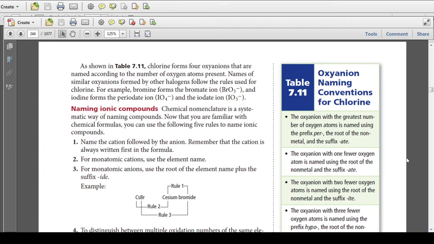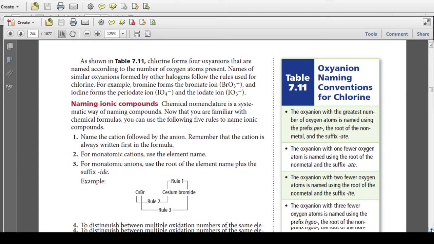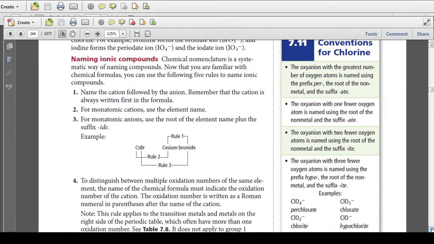Chemical nomenclature is a systematic way of naming compounds. Now that you are familiar with the chemical formulas, you can use the following 5 rules to name ionic compounds. Number 1 is name the cation followed by the anion. But remember that the cation is always written first in the formula.